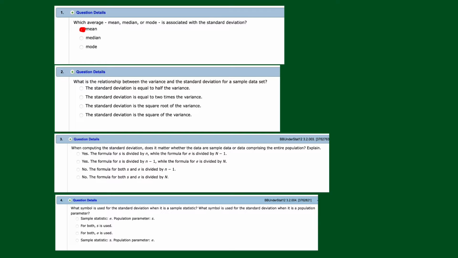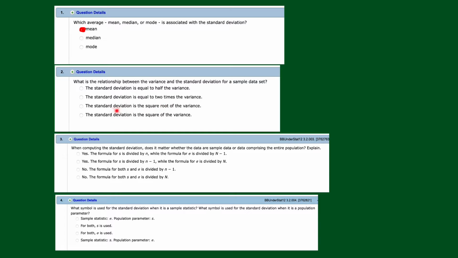Second one, what is the relationship between the variance and the standard deviation for a sample data? All right, the variance and the standard deviation. If you know the variance and take the square root, you get the standard deviation. So does one of these say that the standard deviation is equal to half? Well, that's not it. The standard deviation is equal to 2 times? No. The standard deviation is the square root of the variance.